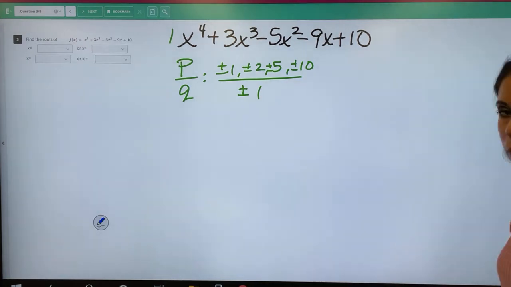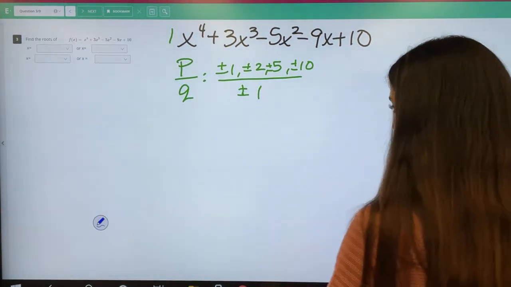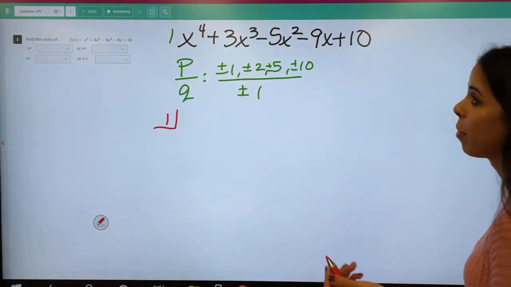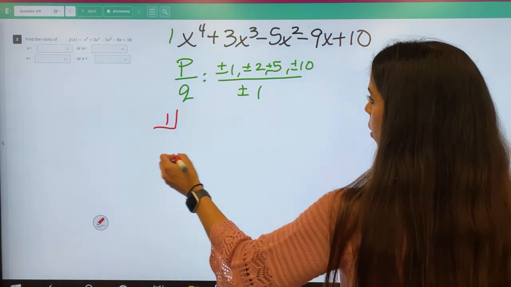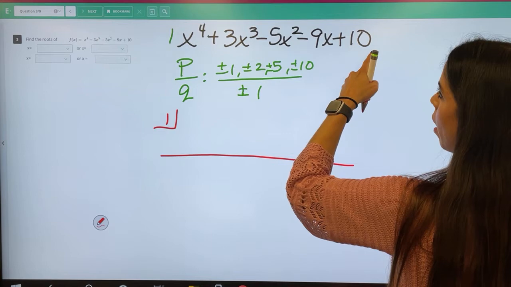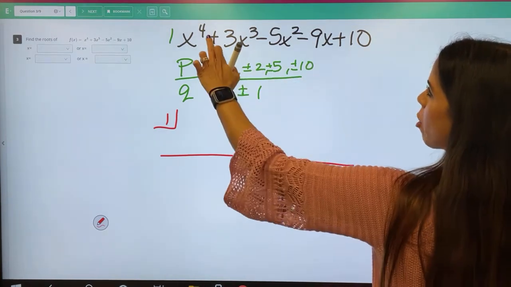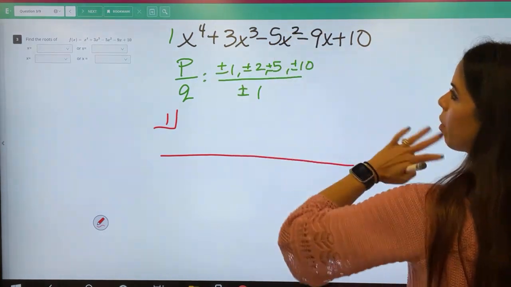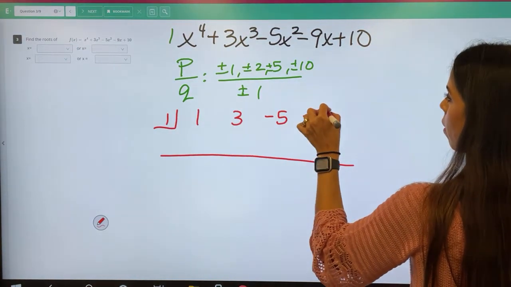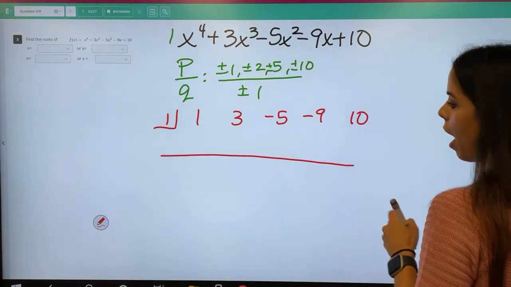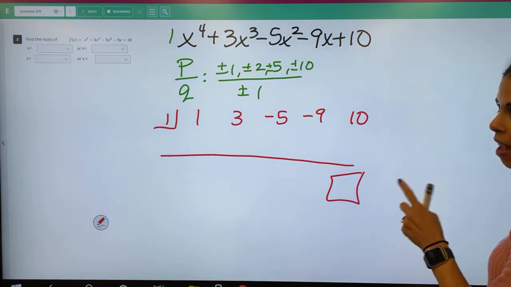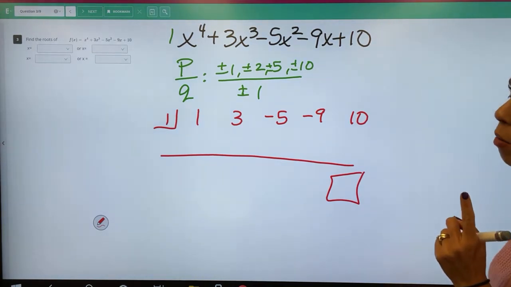Remember, we always start with which one? Which one's the easiest? 1. And usually that's one of the factors. So we need our coefficients because we're going to use synthetic division. So 1, 3, negative 5, negative 9, and 10. Make sure my exponents are 4, 3, 2, 1, 0. Yeah, so they're all there. And I want the remainder. I want this number right here to be a 0. That's how I know that it is a root.